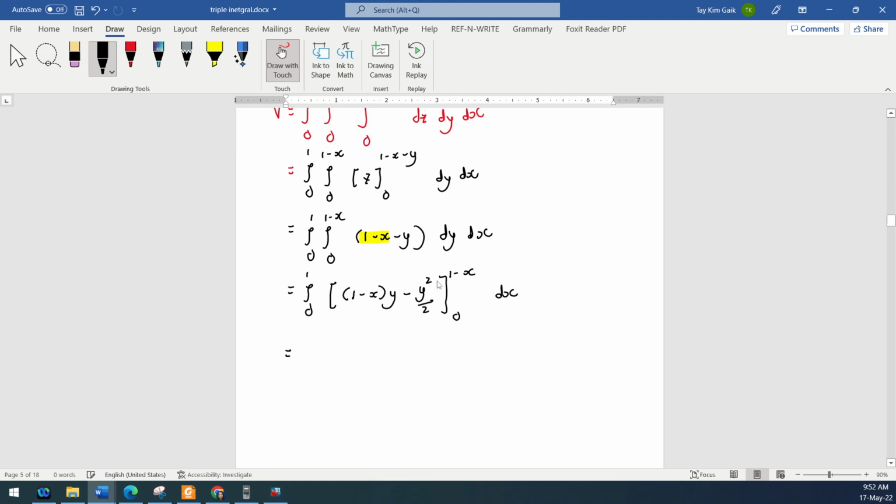Okay, so when you integrate with respect to y, make sure you plug into y. Because here also x, plug into y, because you integrate with respect to y. So this one you plug into y. Plug in 0, okay? 0, 0, everything 0. So you can skip the 0 substitution there.